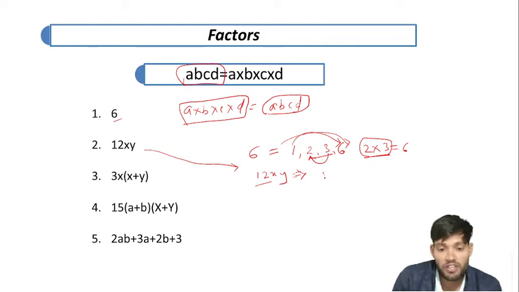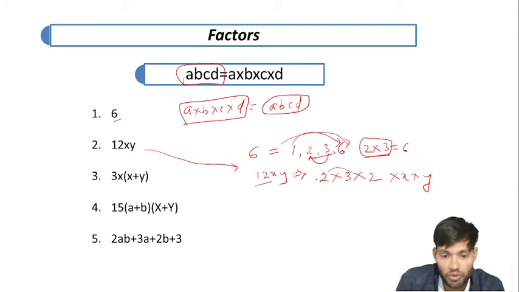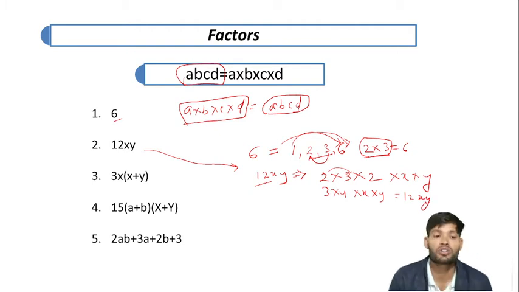Now 12xy, we can write in different formats, like 2 into 3 into 2. That means 2 3s are 6, 2 6s are 12, into x into y. This is the factors of 12xy. We can also write it in the format 3 into 4 into x into y, which also gives us 12xy. All are the factors of 12xy.